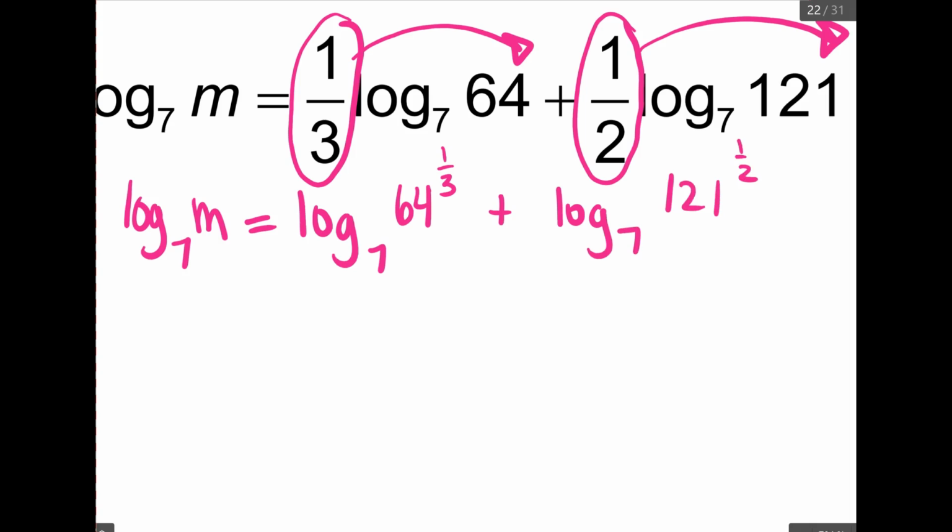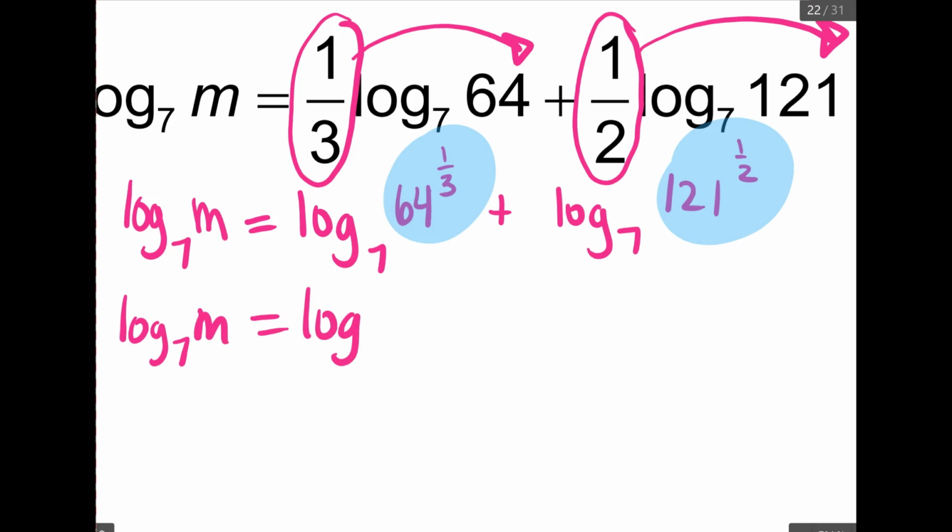So before I move on, I could simplify both of these. For instance, 64 to the 1/3 power, 121 to the 1/3 power. So let's rewrite this. Log base 7 of m equals log base 7. All right, so the cube root of 64. What times itself 3 times is 64? 4. Okay. 4 times 4 is 16. 16 times 4 is 64. So that's 4 multiplied by itself 3 times.